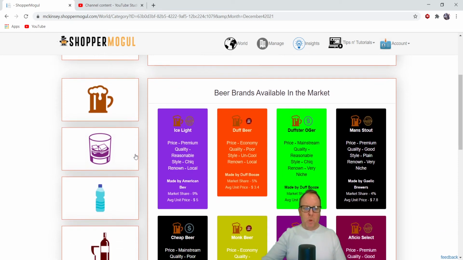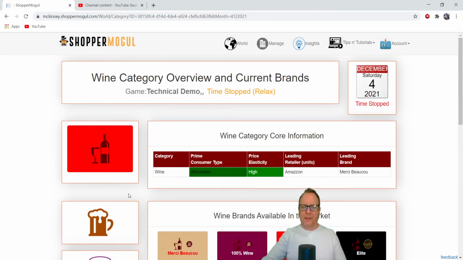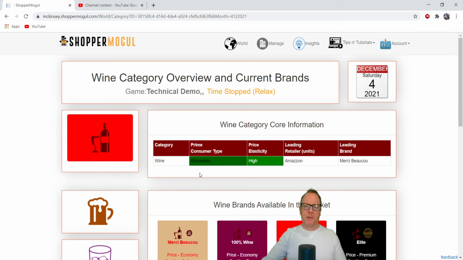Now, let's look at a more interesting category. If we have a look at wine, here we are. Wine has a different main consumer type: the aficionados. The aficionados are the people who care about product heritage and quality. And we can see that wine consumers have a very high level of elasticity.